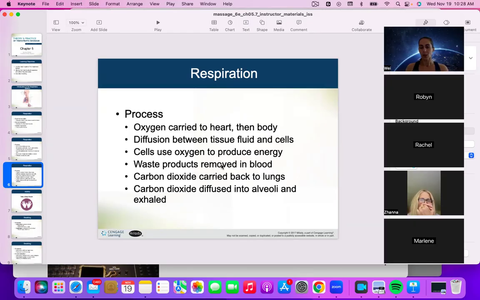Then waste products are removed in the blood. Carbon dioxide is carried back through the veins to the lungs, and carbon dioxide diffuses into the alveoli and is exhaled. So the carbon dioxide is going to go back to the heart, to the lungs. It's going to get filtered by the alveoli sacs, and then from the alveoli it's going to go back to the heart, and then from the heart it's going to pump the oxygen-rich blood to the rest of the body. Okay?